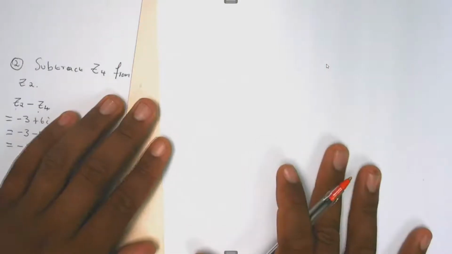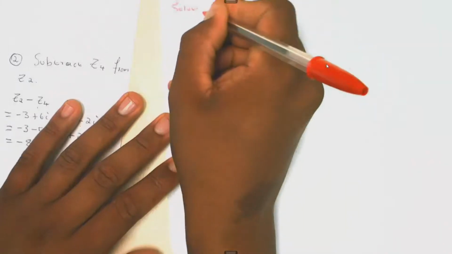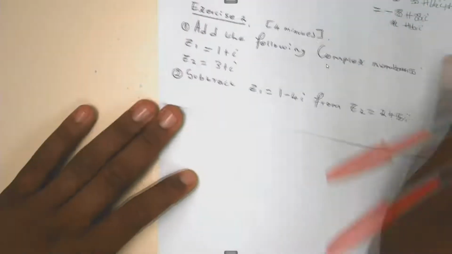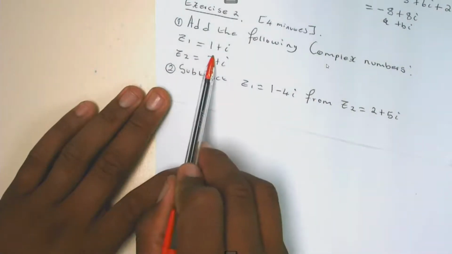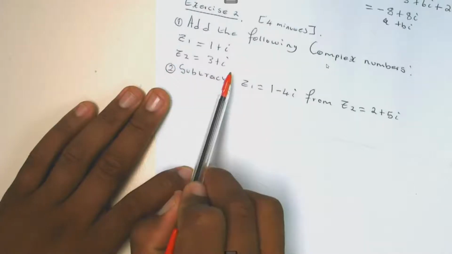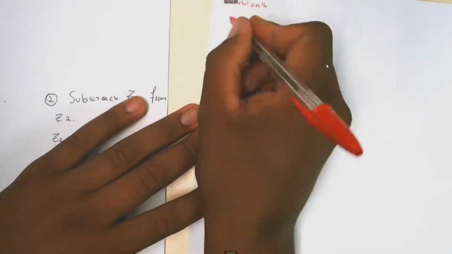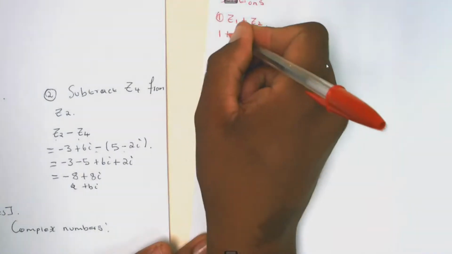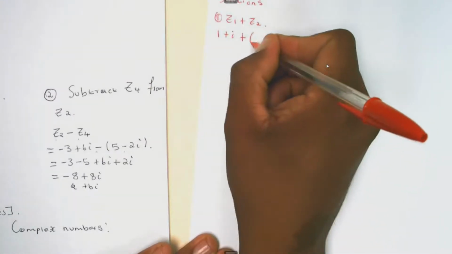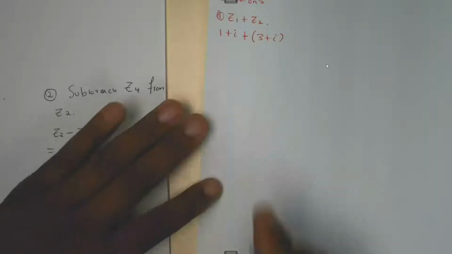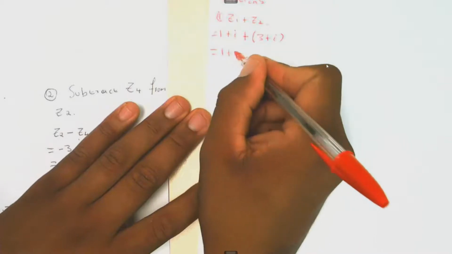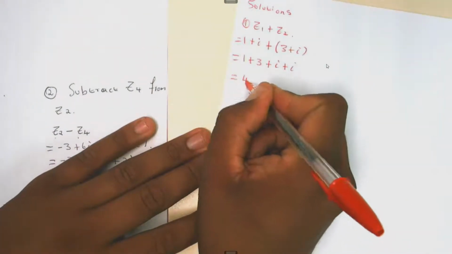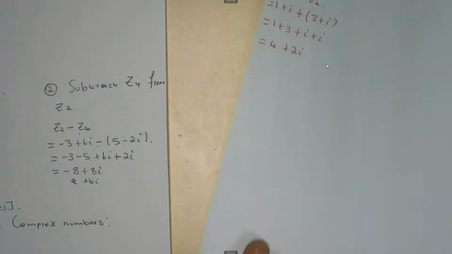We can move on. Remember, we had: add the following complex numbers: Z1, which is 1 plus i, Z2, which is 3 plus i. So we are going to say, number 1, Z1 plus Z2. What is our Z1? It's 1 plus i, plus, of addition, Z2, 3 plus i. Then we have 1 plus 3 plus i plus i. 1 plus 3 is how much? It will be 4 plus 2i. That will be our addition.